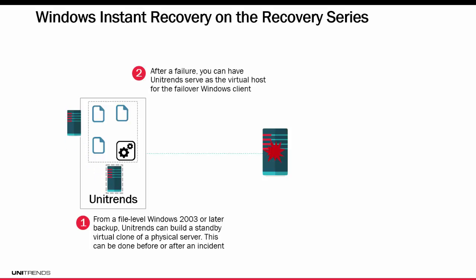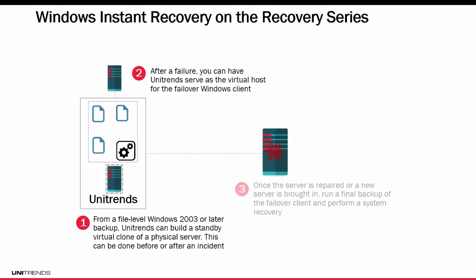Once the failure has occurred, you can have the Unitrends serve as the virtual host for the failover Windows client. That means it's going to be hosted within the KVM environment of that Unitrends appliance. Note, this is only possible for the Unitrends Recovery Series appliance. Once the server is repaired or you've brought in a new server, run a final file level backup of the failover client, build out a new ISO image, and recover that server just like new.